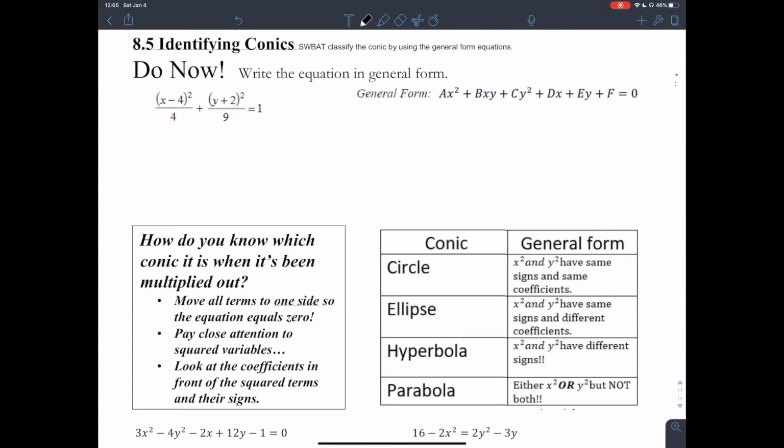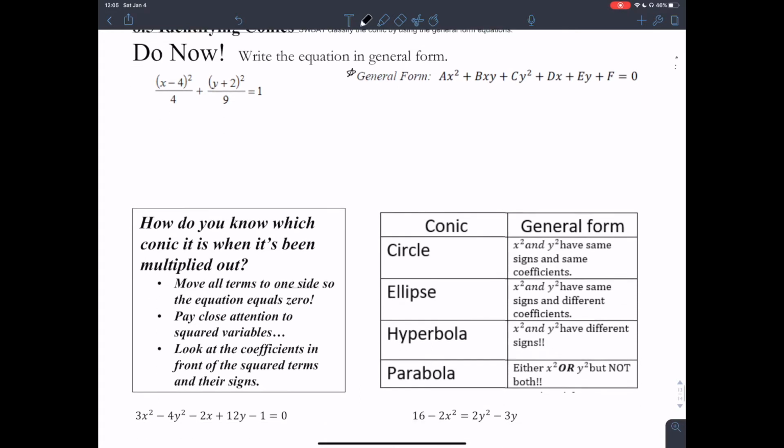Hello, ladies and gentlemen. So today we're just going to be identifying conics. So we're trying to see what's what just by looking at a problem. So first we have to do now, and this is an important skill for exams and whatnot. We have to write the equation in general form. And so here is the general form.